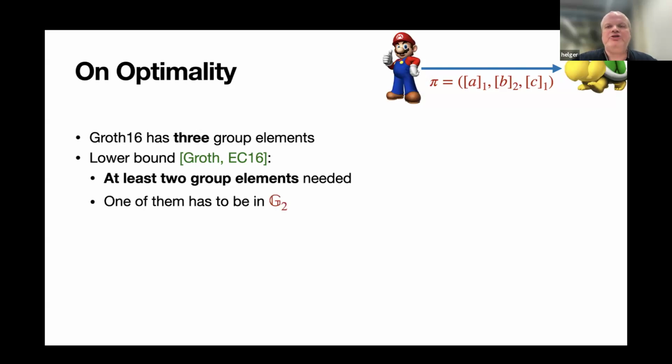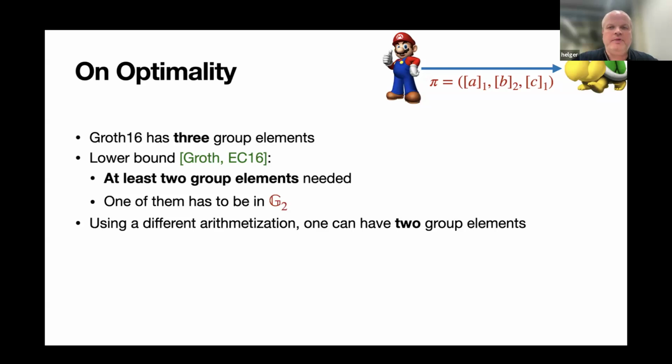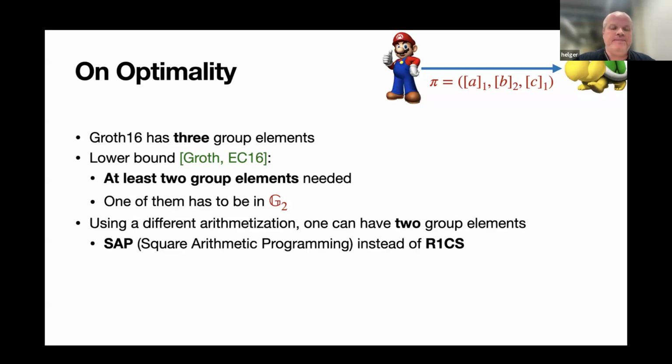And one of them has to be in G2. And we also know that if we use a different arithmetization, we can actually have 2 group elements. So we actually need this lower bound. So what is this different arithmetization? It's something called SAP, Square Arithmetic Programming, instead of R1CS.